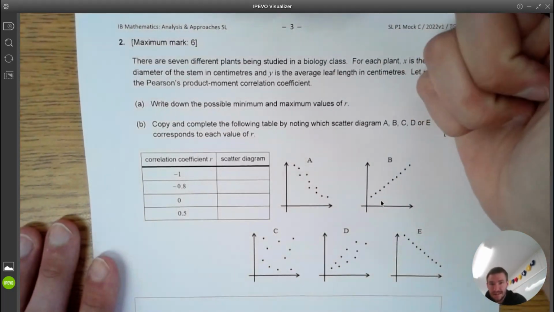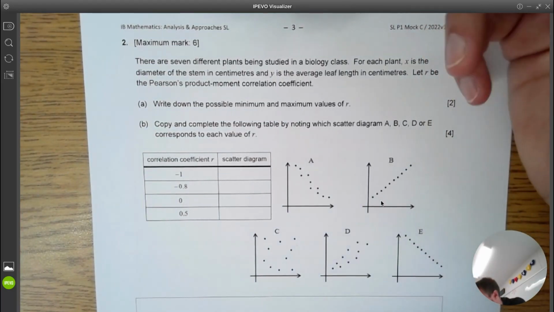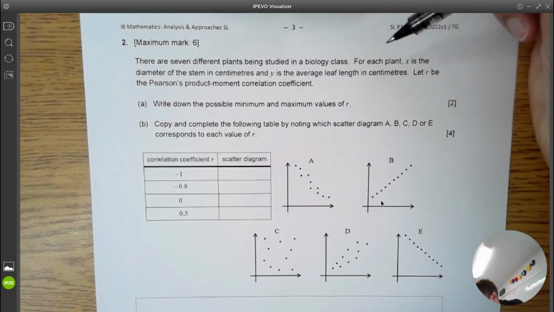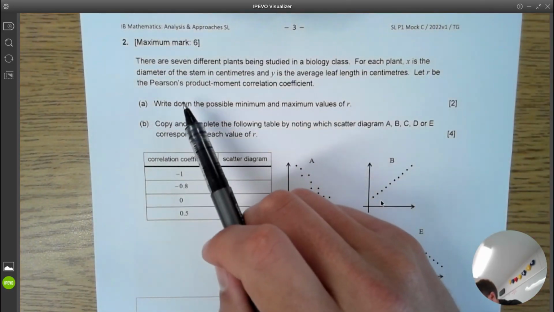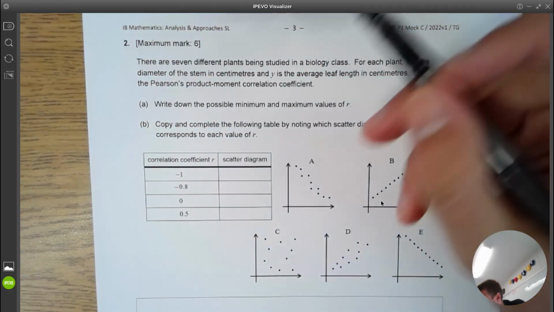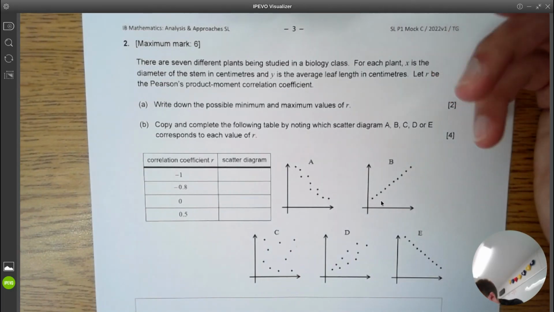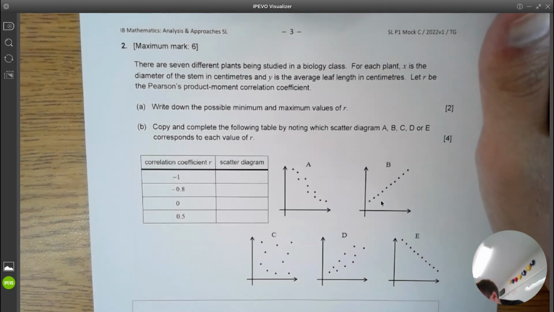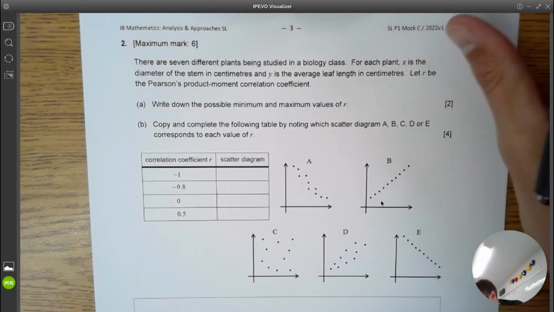7 different plants studied in a biology class. For each plant, x is the diameter of the stem in centimeters. r being Pearson's product moment correlation coefficient. Cool. A, write down the possible minimum and maximum values for r.